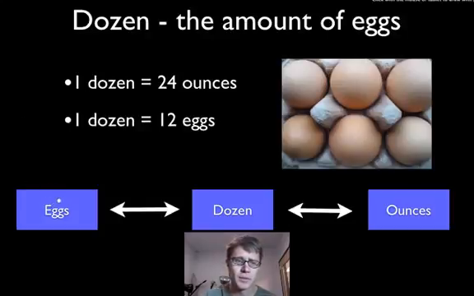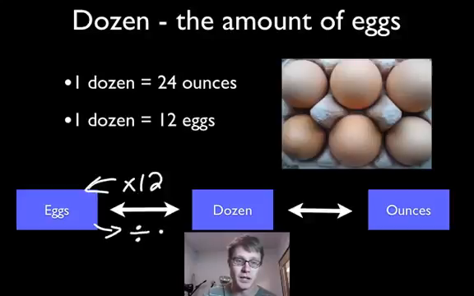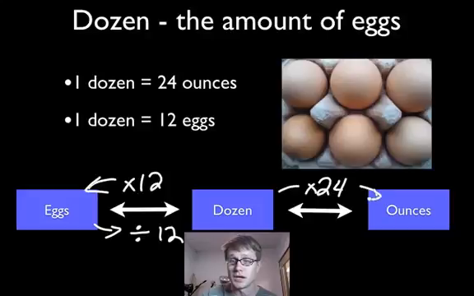You should be able to do this in your head: go from eggs to dozen to ounces. If I have a dozen eggs, how many eggs do I have? You'd simply multiply by 12 when you run in this direction. If I have 1 egg, how many dozen do I have? You're going to divide by 12 as you go in the other direction. Likewise, if a dozen eggs weighs 24 ounces, you take it times 24 to figure out how many ounces you have, and as you move back, you divide by 24.